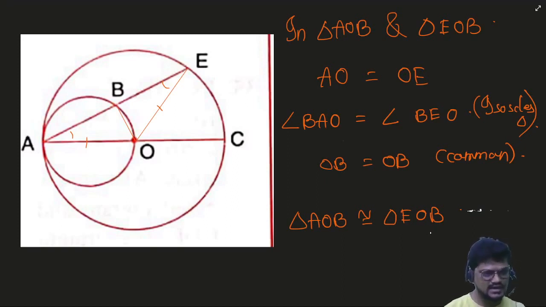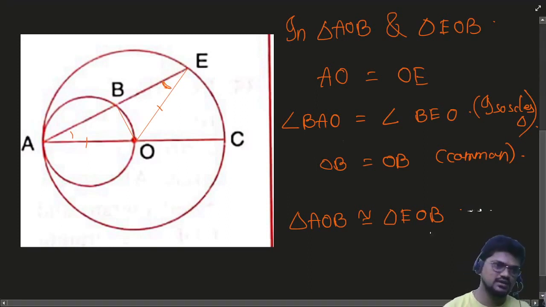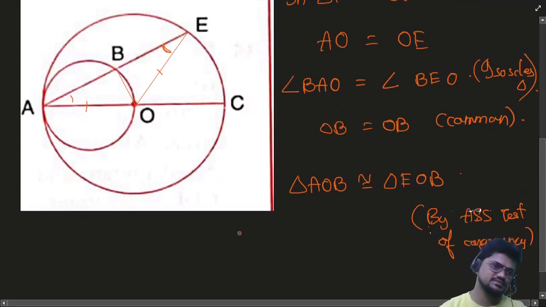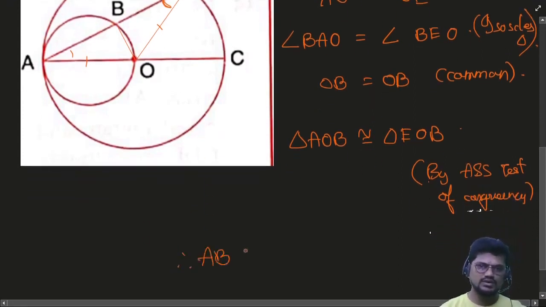Why? Because if it is SAS, the angle should come in between the two sides. We have used this angle, right? Since we are using this angle, if we had proved that these two sides are equal, then we could say it is SAS. Otherwise, we cannot say. So it will be an SSA or AAS test of congruency. Now, if the two triangles are congruent, then AB equals BE by CPCT. Therefore, AB equals BE.